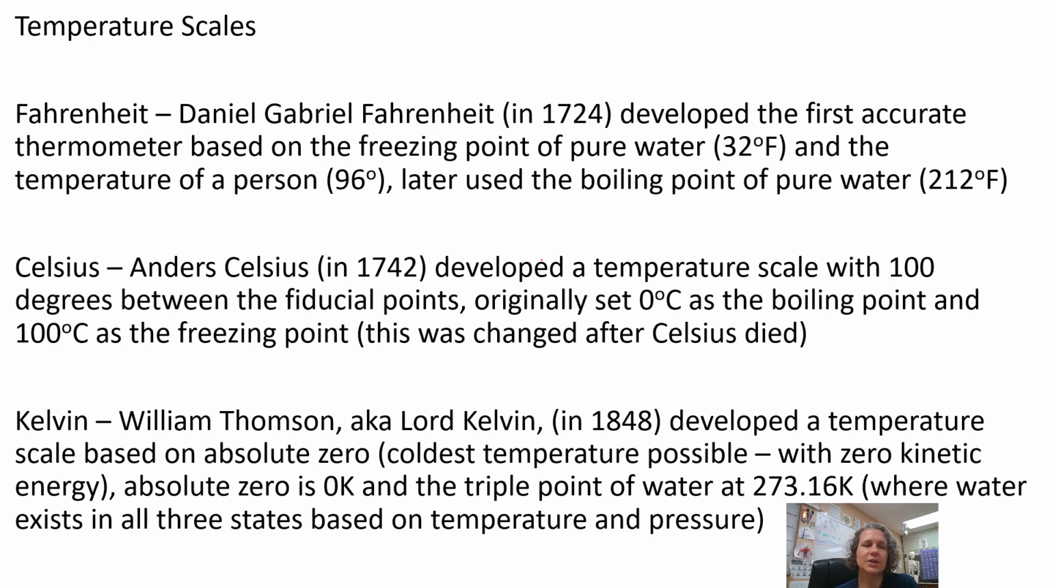Okay, so here we go. So the temperature scale. The first one is the one that we are the most familiar with because we're Americans and we are not changing. And that is the Fahrenheit scale. So a man named Daniel Gabriel Fahrenheit in the early 1700s developed the first accurate thermometer. So a thermometer that was calibrated with marks on it. And he based it on the freezing point of pure water, which he said was 32 degrees Fahrenheit. And then the temperature of a healthy person, 96 degrees.